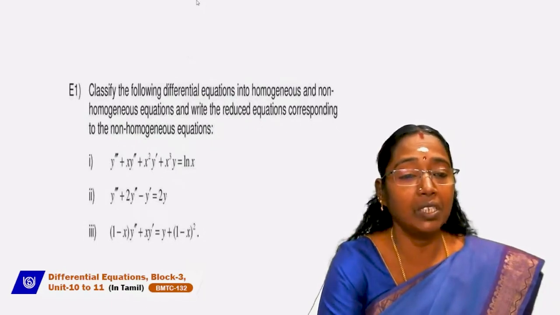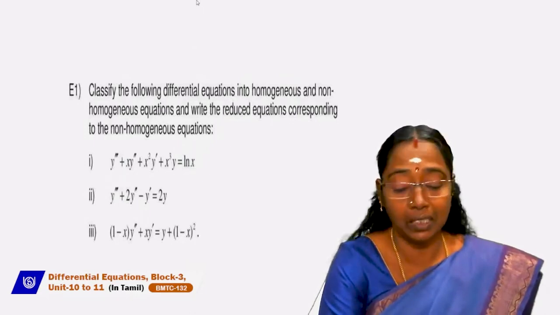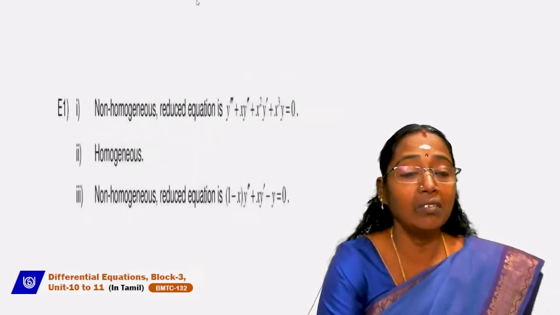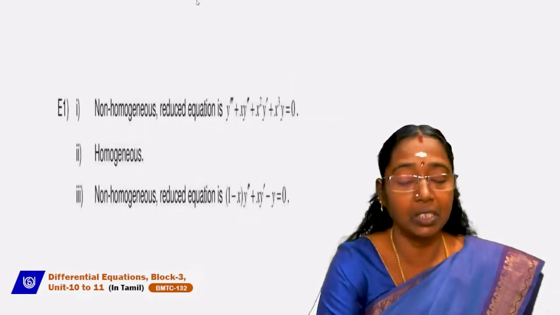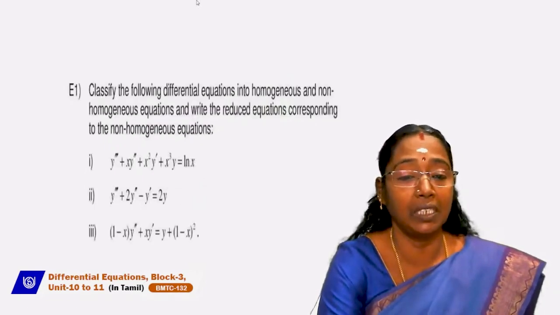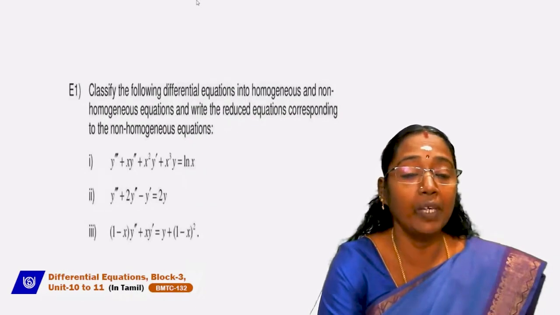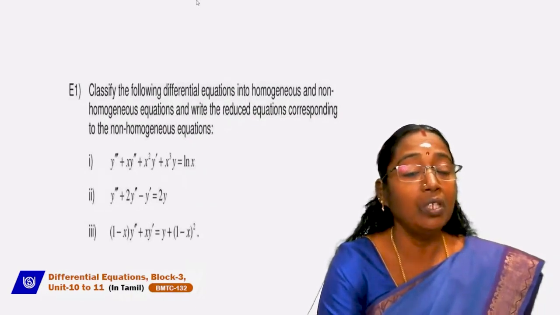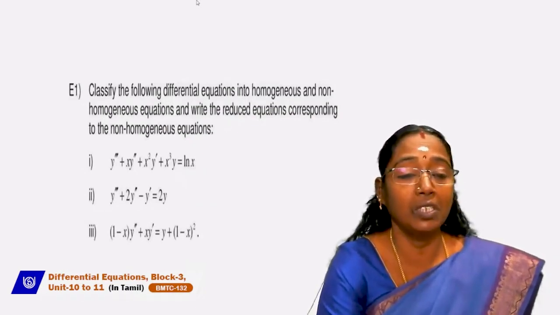See the first equation, you have y triple dash plus x y double dash plus x squared y dash plus x cube y equal to log x. This will be log x. Your answer will be: this is a non-homogeneous equation because you have a term on the right hand side. And for the reduced equation, you make the right hand side equal to 0. The reduced equation will then occur.